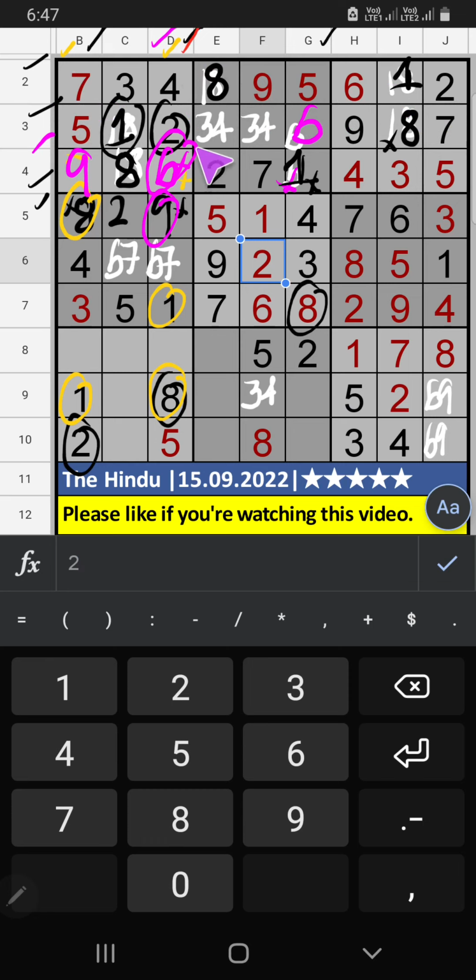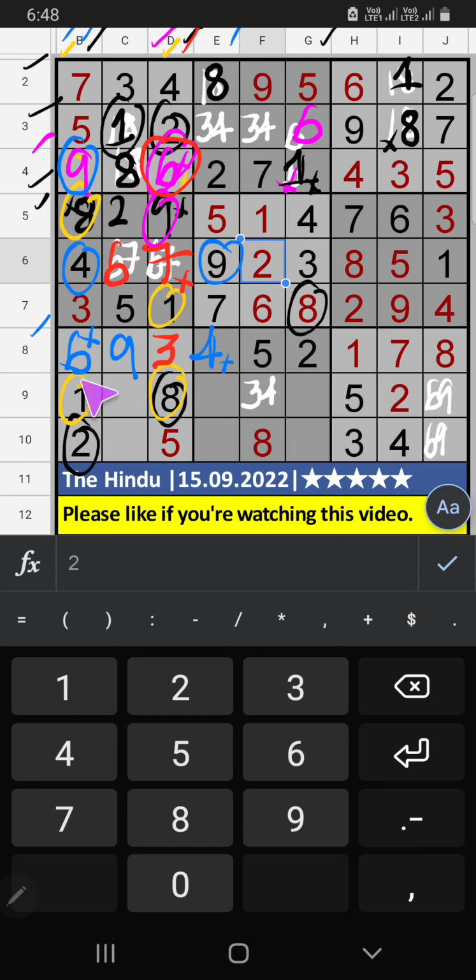Column D, we have 6, so 6 can't come in the cell, 6 is confirmed here. Then 7 is here. Then column D, only one number is remaining, 3. 3 is confirmed here. 8th row, 3 numbers are remaining, 4, 6, 9. Column E, column B, we have 9. So 9 can't come in these cells, the 9 is confirmed here. Then only 2 numbers are remaining, 4 and 6. Column B, we have 4. So 4 can't come in the cell, 4 is confirmed here.